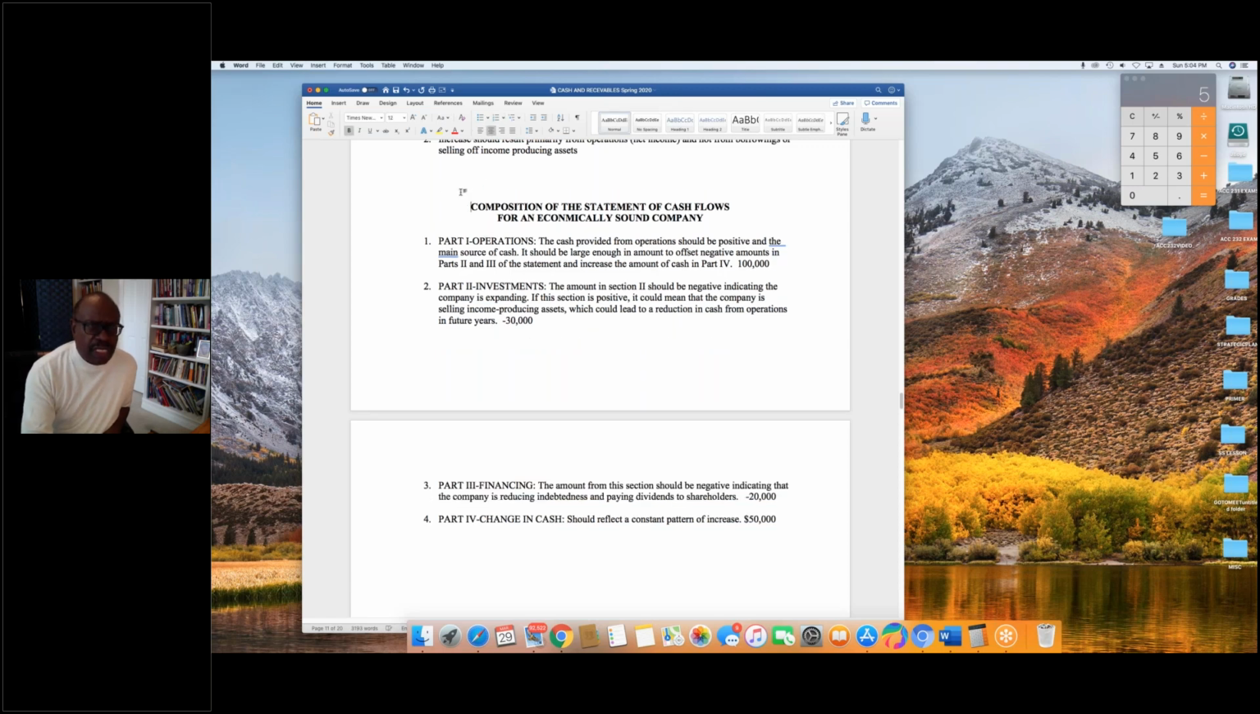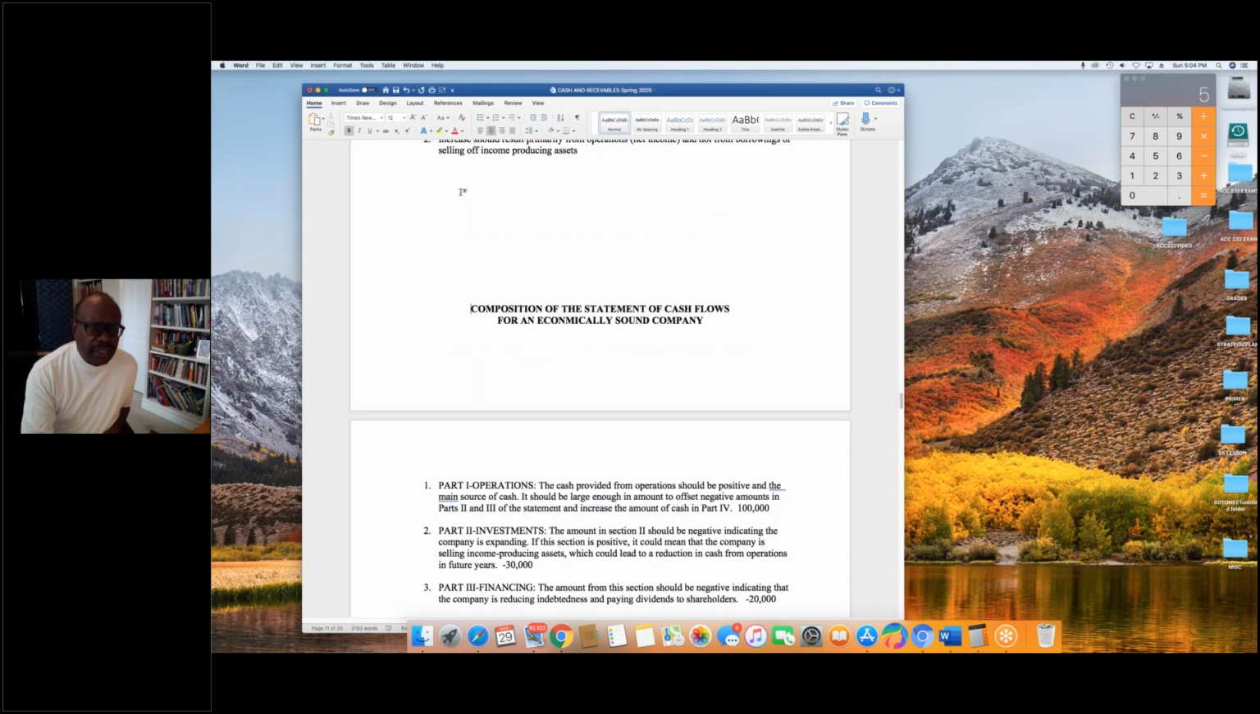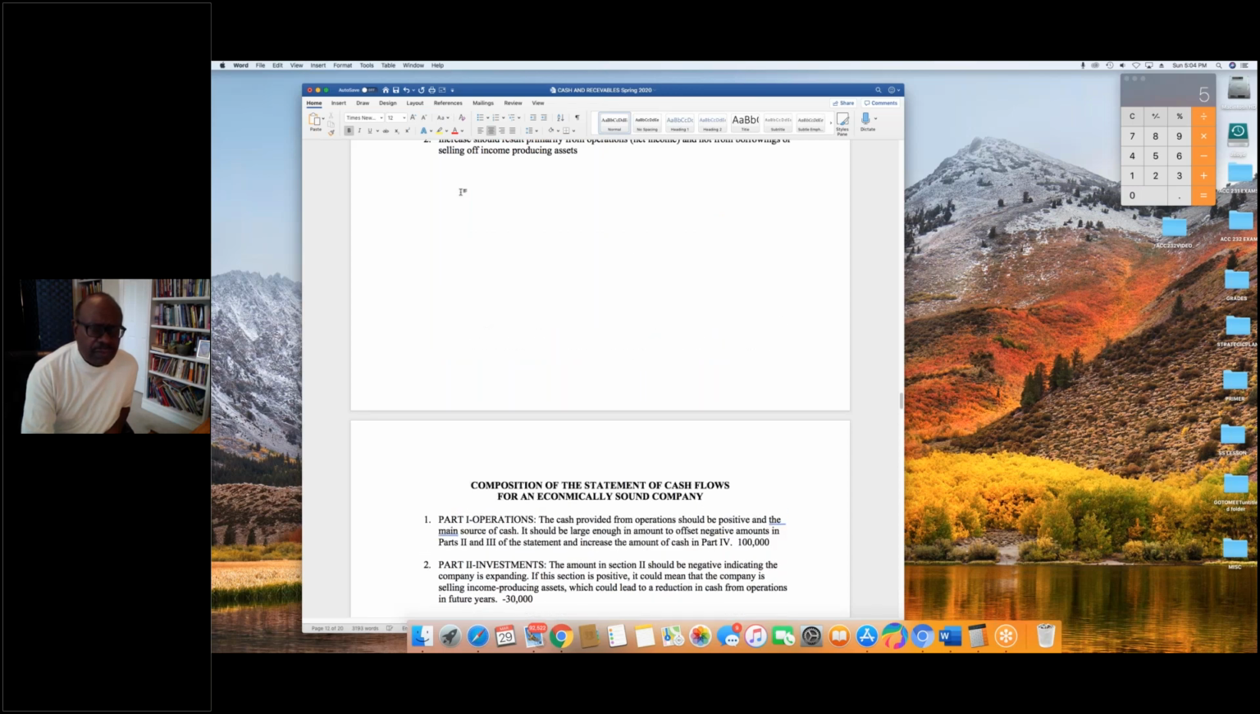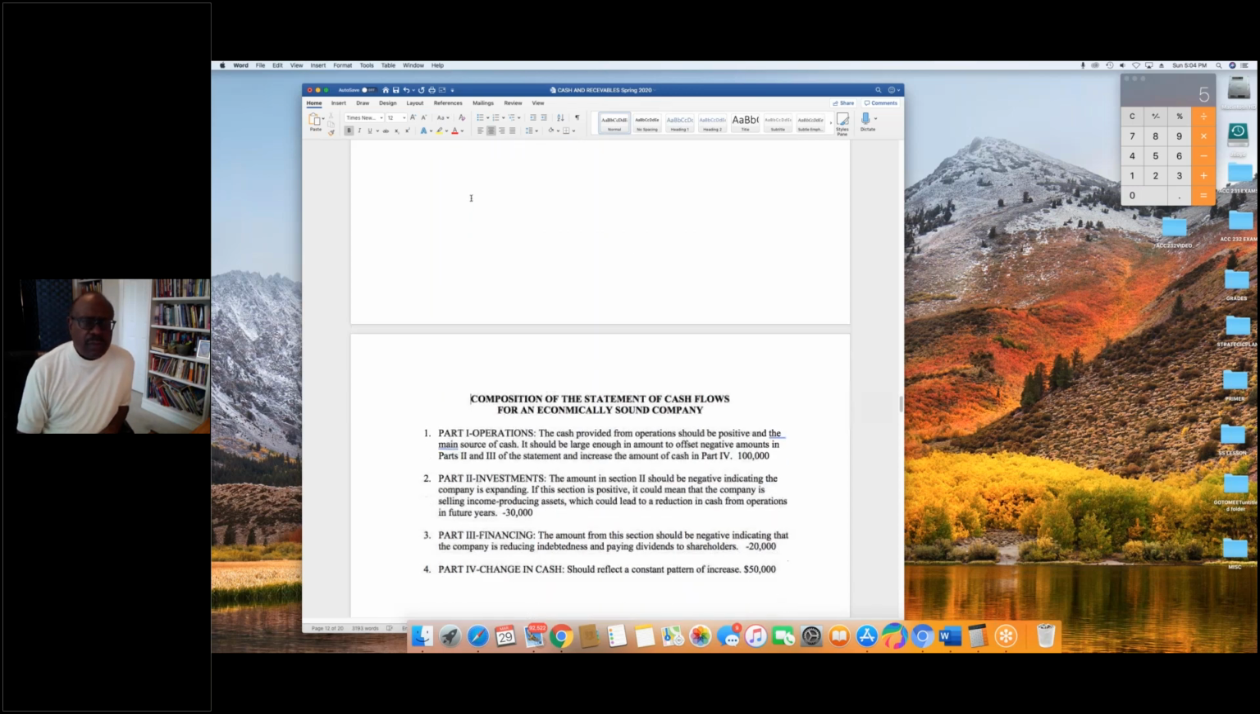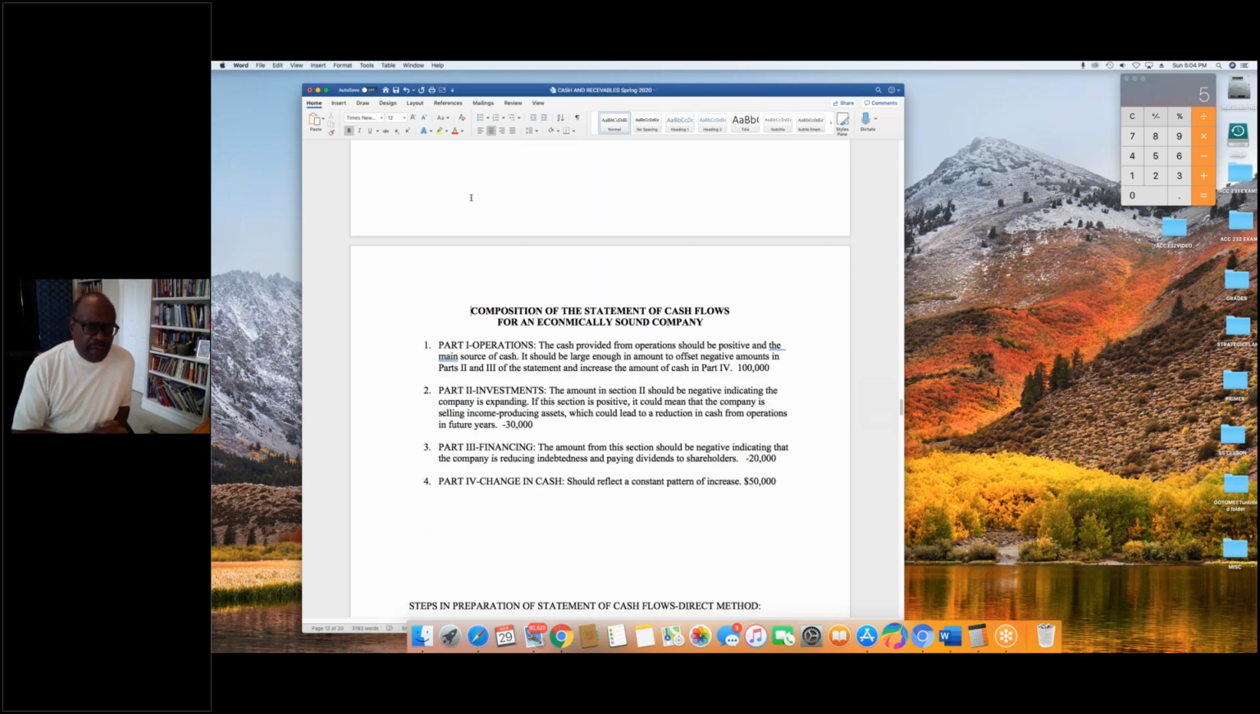And I'll move these all down so they'll be together. The components are part 1, operations, part 2, investments, part 3, financing, and part 4, the change in cash.